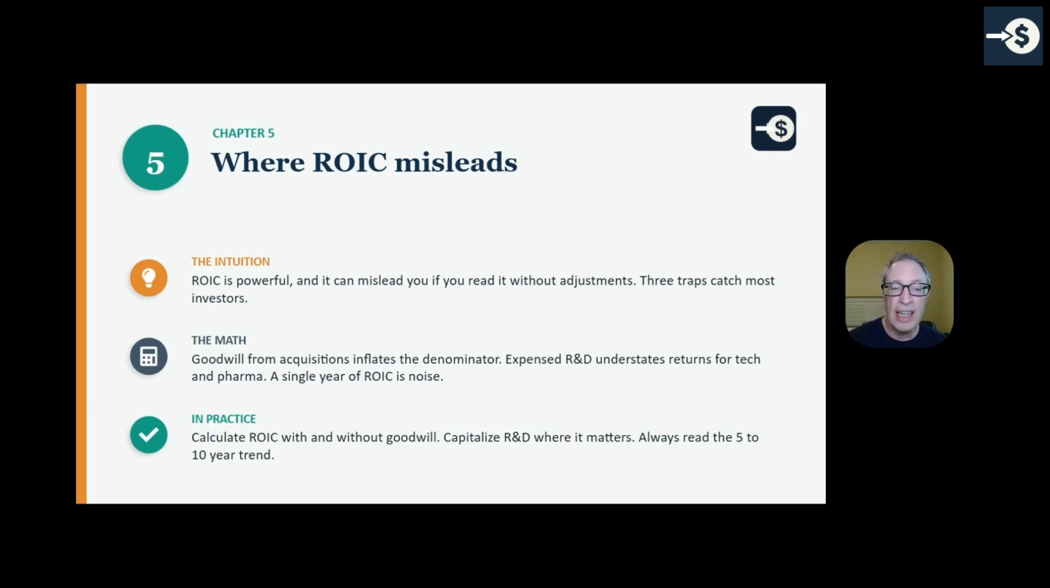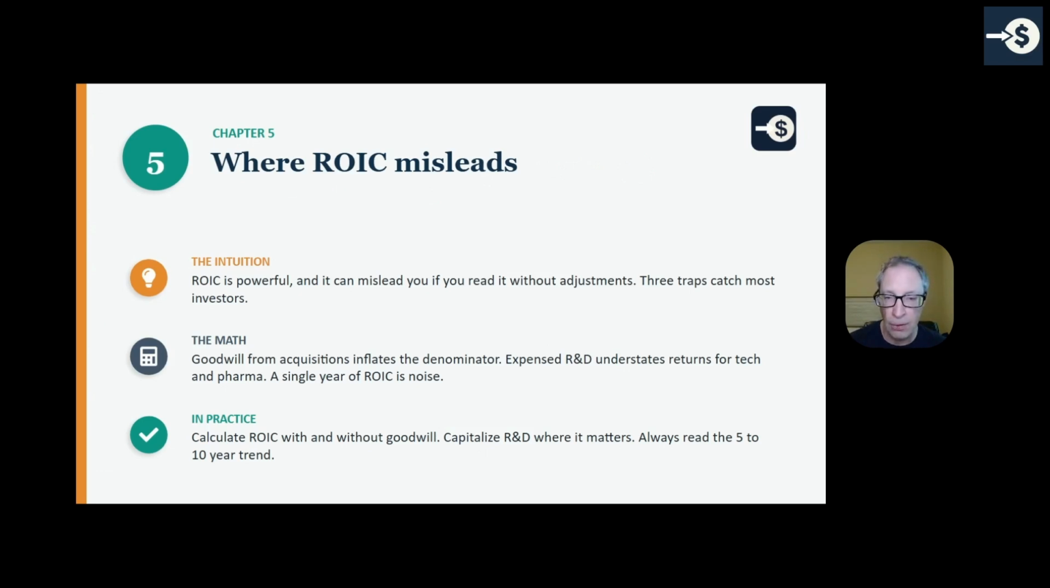R&D heavy tech and pharma companies can look worse than they are on raw ROIC because R&D is expensed instead of capitalized. So capitalize R&D over its useful life for a fairer picture. That's a little more inside baseball. And one year of ROIC is noise. Use a 5 to 10 year average and watch the trend. A stable mid-20s ROIC tells a much cleaner story than a single 35% reading. So the trend matters more than a snapshot, and adjustments matter more than the raw numbers.